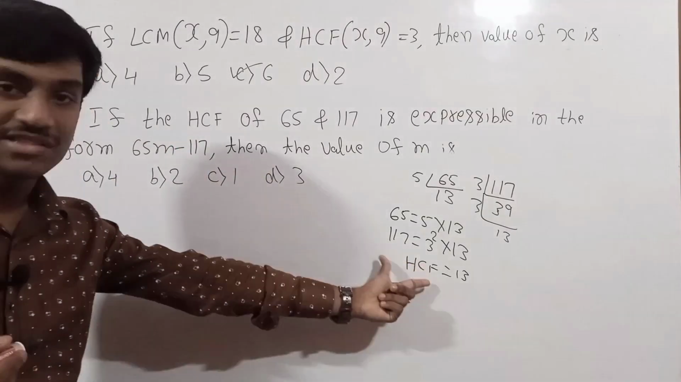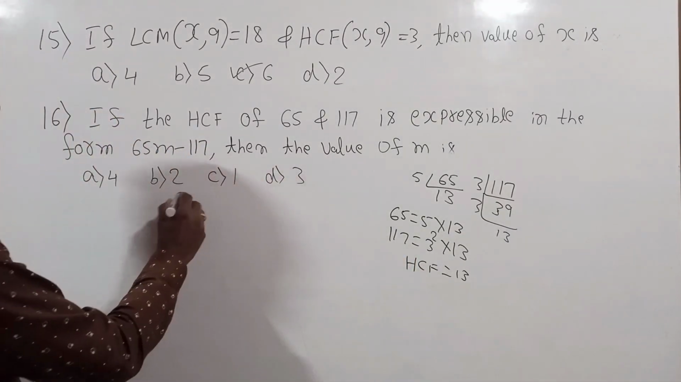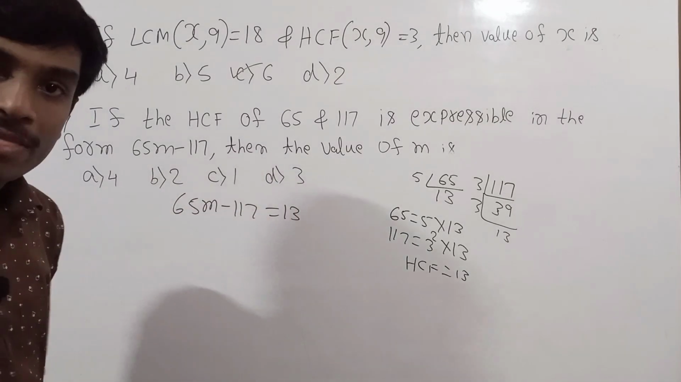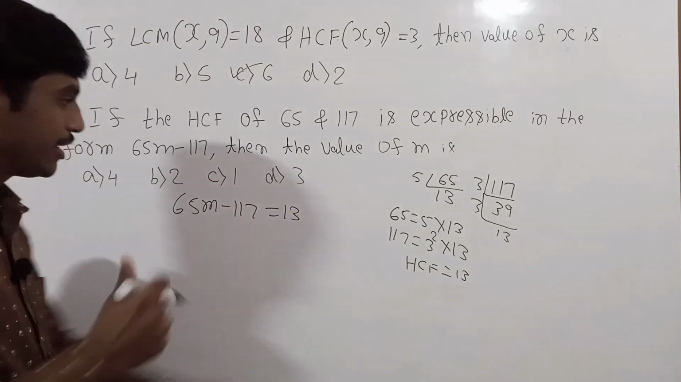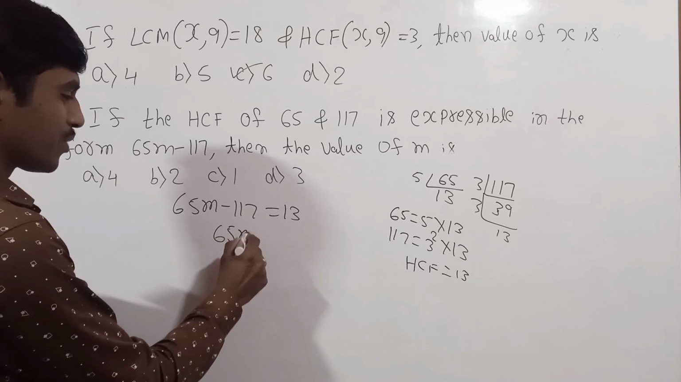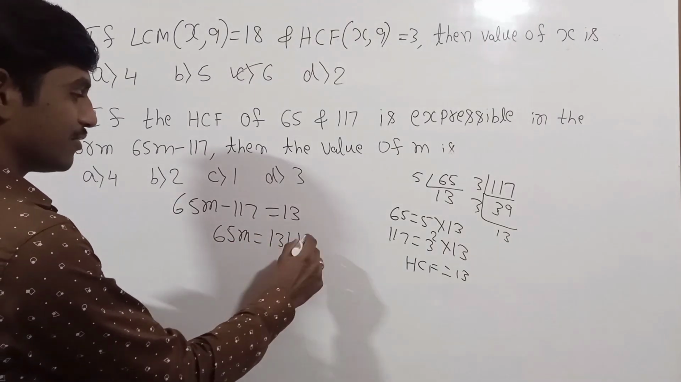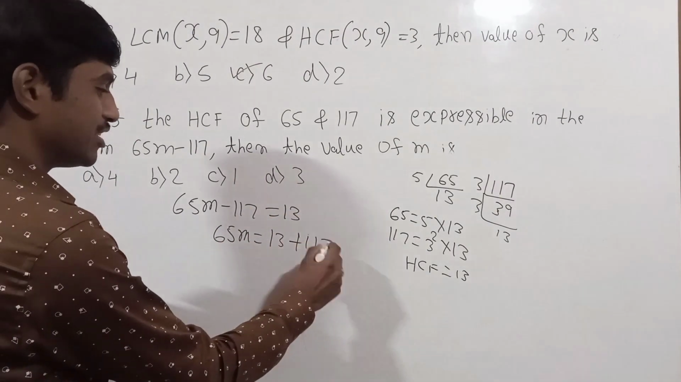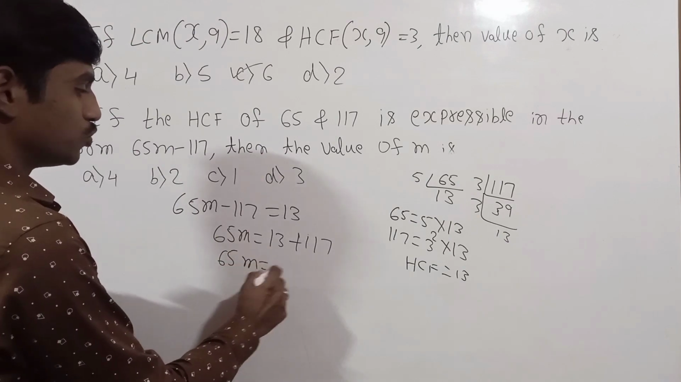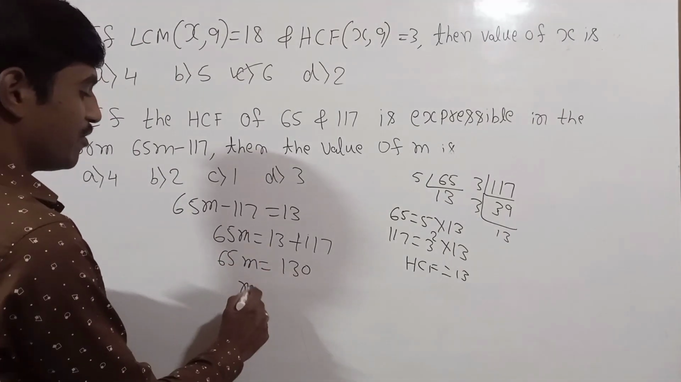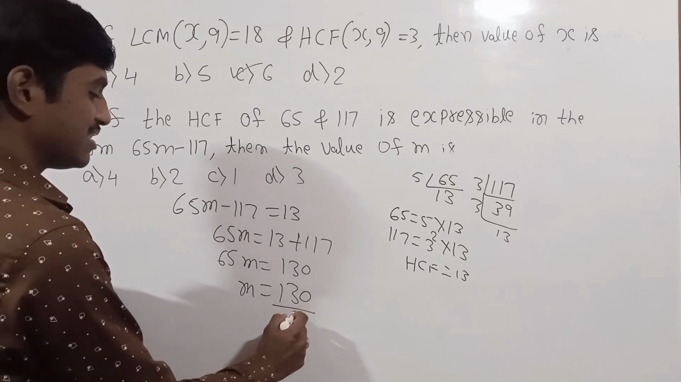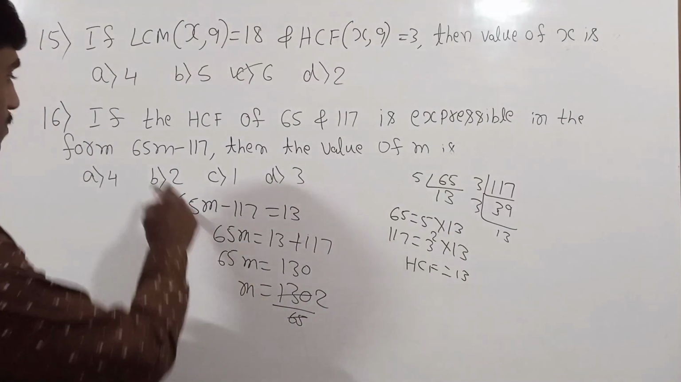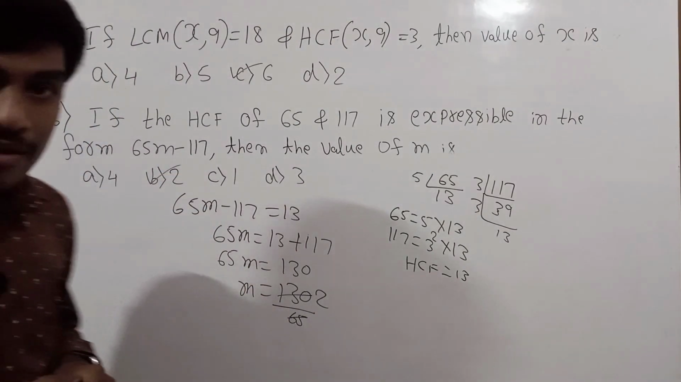So now we have to equate the HCF we got to this number, that is 65m minus 117 equals 13. If we shift 117 to the RHS, we get 65m equals 13 plus 117. 13 plus 117, 65m will be equal to 130, and m will be equal to 130 divided by 65, which is 2. So 65 into 2 is 130. So the answer is option B, which is 2. So in this way you have to find it.